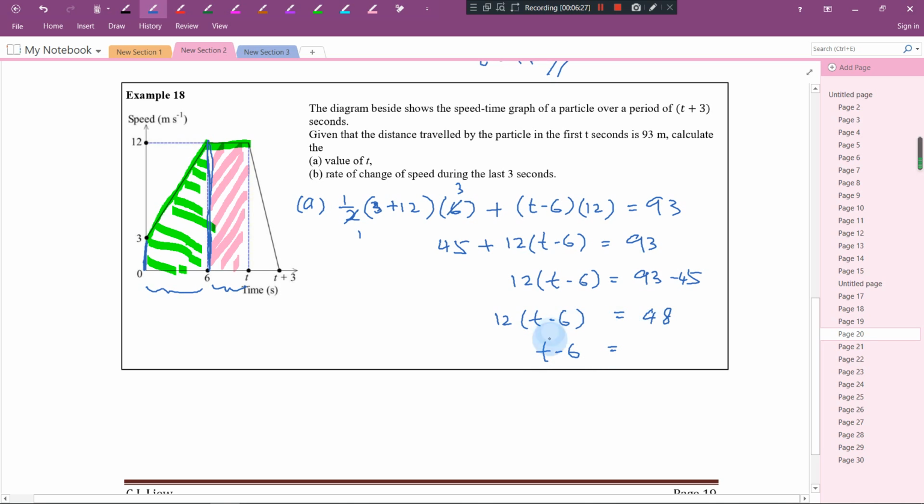Equal to 48. This whole thing is equal to 48 divided by 12. So this is 4. t is equal to 4 plus 6. t is equal to 10. Okay, when we got the answers, it's better that we transfer it to the diagram.